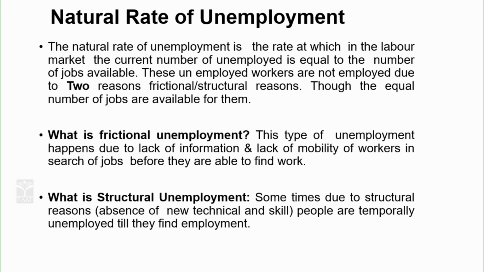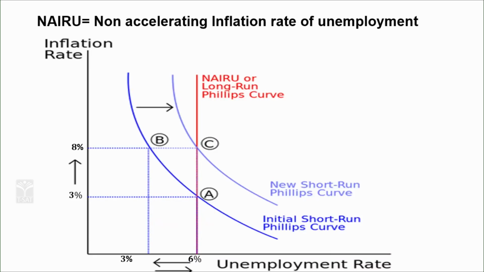What is frictional unemployment? This is the type of unemployment which happens due to lack of information or lack of mobility of workers in search of jobs before they actually start working. And structural unemployment sometimes happens due to structural reasons, like the absence of new technical and additional skills needed for workers, so that they are temporarily unemployed.